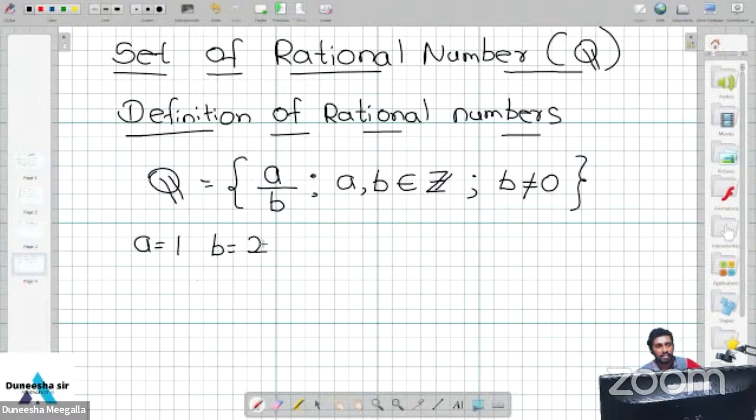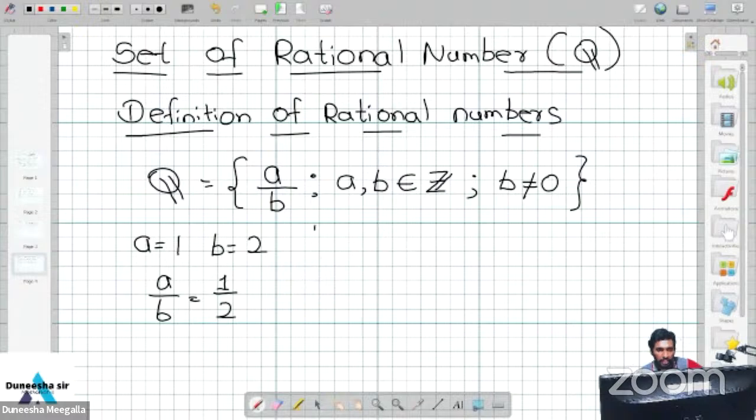Okay. Then if we write A divided by B, then what is it? 1 over 2. Okay. This is what type of number? It's a rational number. We can define it as a rational number.